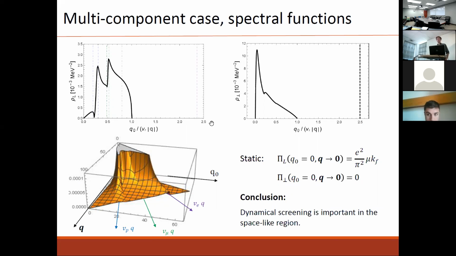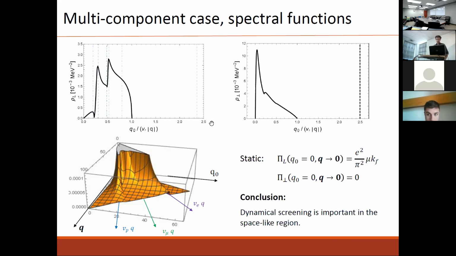So I want to remind you at that point of the statement that I made in the beginning, that the static part would actually predict that the longitudinal piece is screened by a constant basically, and the transverse piece is not screened at all. So this really underlines how important dynamical screening effects are if you're looking into transport coefficients at the core. I would say they're really an important piece of physics that should be included in the calculation. And here in the bottom left corner, you see a 3D plot of the spectrum, how it evolves along these three lines, v_F for protons, v_F for muons, and v_F for electrons.